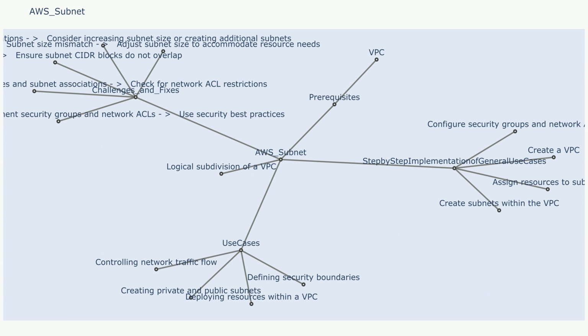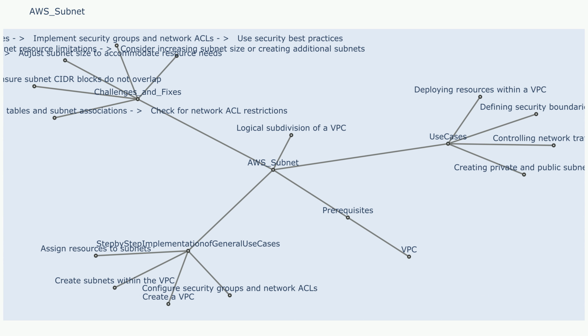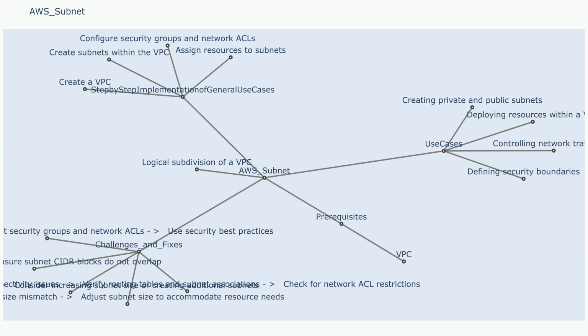Create subnets within the VPC. Define one or more subnets within the created VPC, specifying their CIDR blocks and availability zones. Assign resources to subnets. Launch EC2 instances, databases, or other resources within the defined subnets.